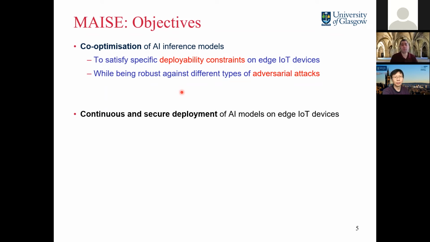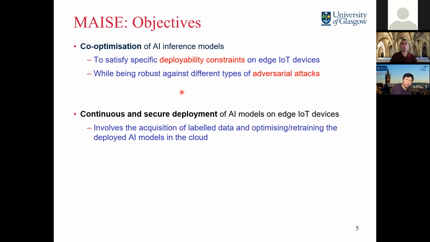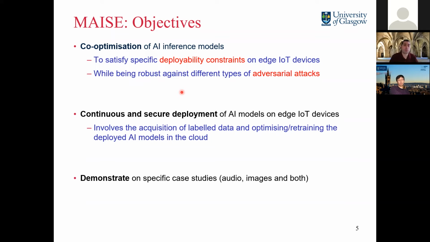The second objective is to provide continuous and secure deployment of this co-optimized model, okay, on the IoT devices. And this means that we need to update the model with new data, with labeled data, and thus optimize and re-optimize and retrain the model and deploy it into the edge devices, right? And finally, the final objective is to demonstrate this flow, okay, on specific case studies. In our project, we consider audio and images separate, and then we put both together in a global system.